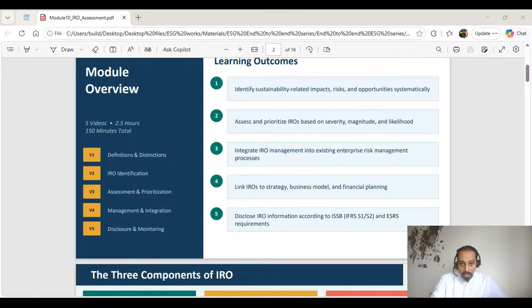Second, assess and prioritize those IROs using structured criteria. We have a very specific scoring methodology for impacts and a different set of criteria for risks and opportunities. We will walk through both in detail, and we will have an Excel analysis tool as well. Third, integrate IRO management into your existing enterprise risk management process. One of the biggest mistakes organizations make is running sustainability risk management in a silo, completely separate from their mainstream risk function. We will show you how to fix that.